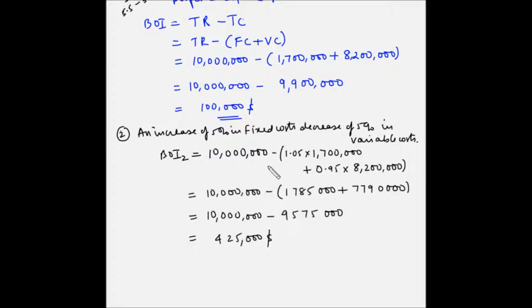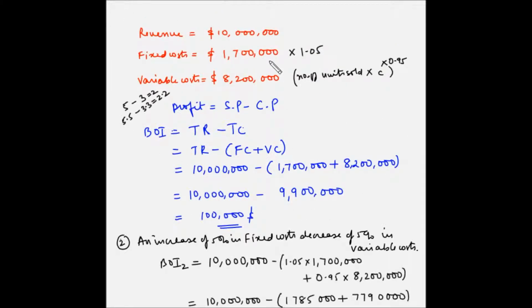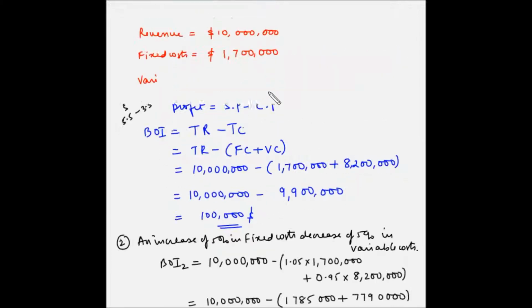So this is equal to $425,000. So basically in this case, our fixed cost increased by 5% while the variable cost decreased by 5%. However, since the fixed cost is much lesser than the variable cost, an increase of 5% in the fixed cost is still lesser than the decrease of 5% in the variable cost. So thereby the overall total cost has decreased from what it was originally budgeted. And because the total cost has decreased, our budgeted operating income has now increased.